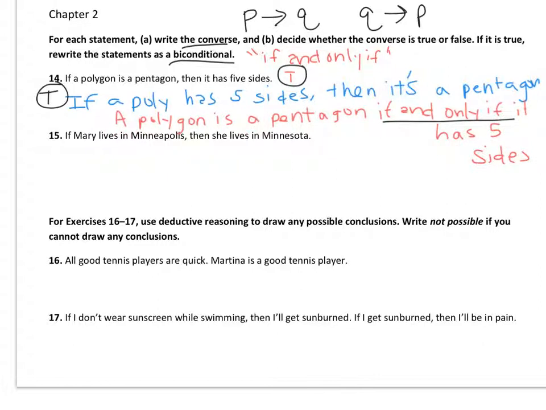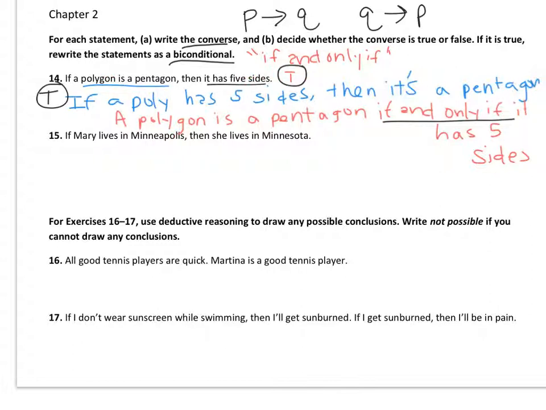Okay, so what I did is I took the hypothesis, a polygon is a pentagon, and then the conclusion, it has 5 sides, and I put if and only if in between. So you can only write a biconditional if the original statement is true, which it was, and the converse is true.